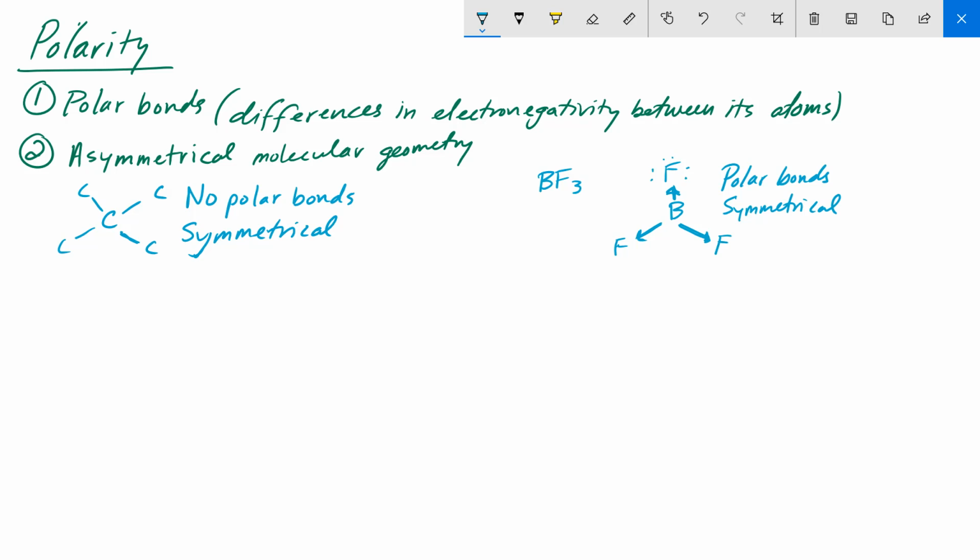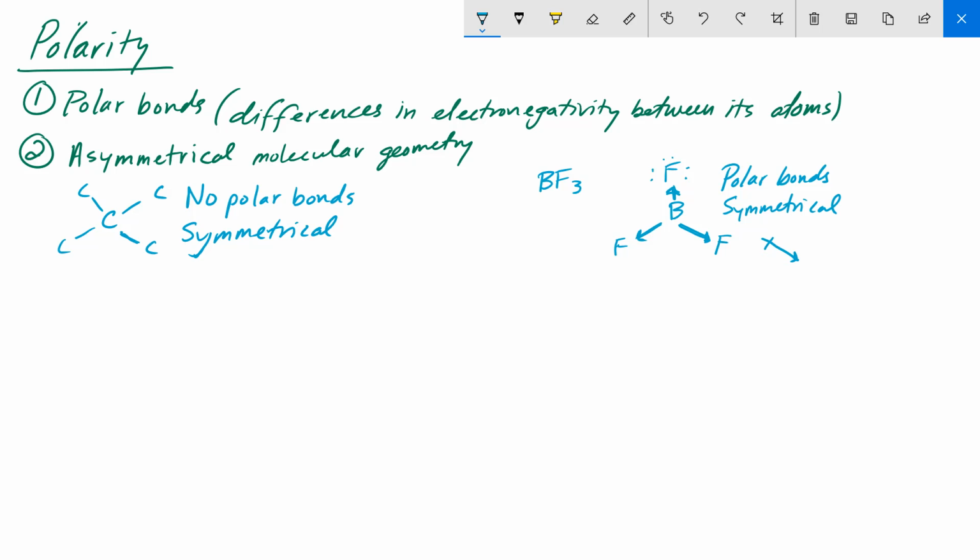We can see this a little more technically by drawing out the vectors that they're pulling the boron with. So let's draw this first vector right here as a dipole. We're going to say that this fluorine is pulling in this direction with a certain amount of strength. This fluorine is pulling in this direction with a certain amount of strength.